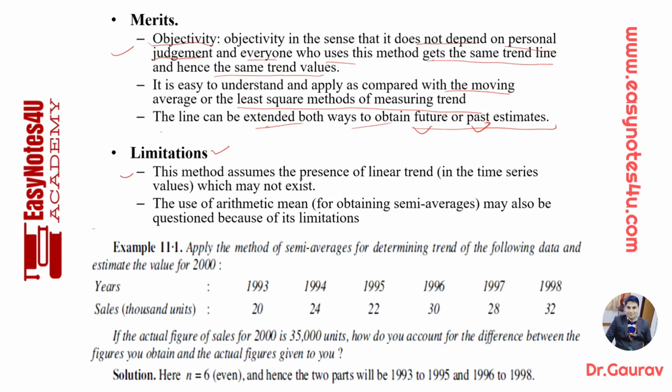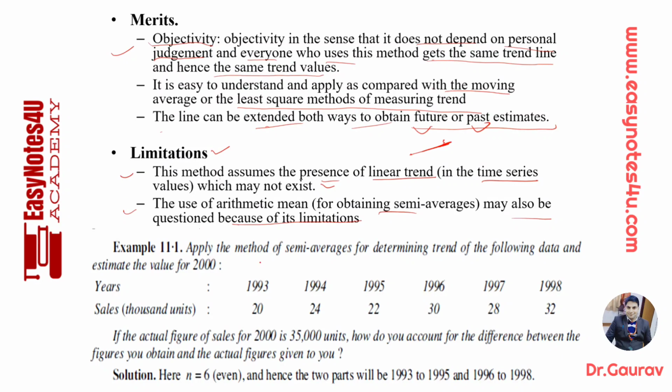And if we talk about the limitations or demerits, this method assumes the presence of a linear trend in the time series values, which may not exist. So it provides a trend line by meeting the 2 points, which may not exist, but it shows the trend line. The use of arithmetic mean for obtaining semi-averages may also be questioned because of its limitations. Because there are also some limitations of arithmetic mean. So these are some limitations.